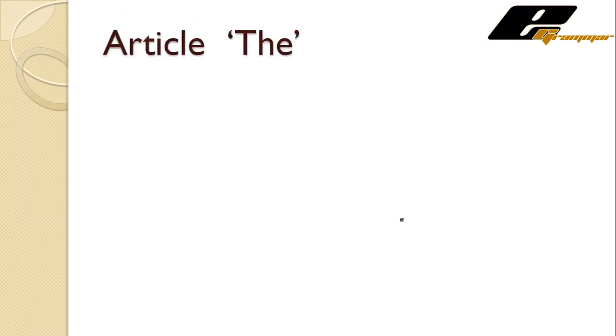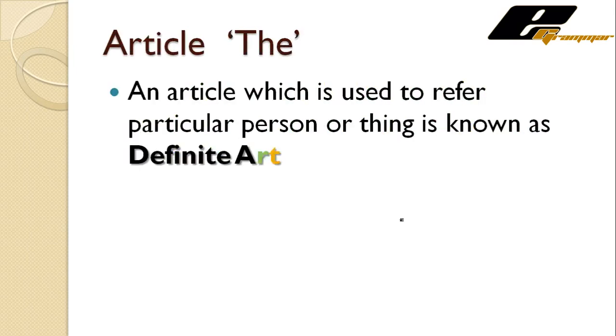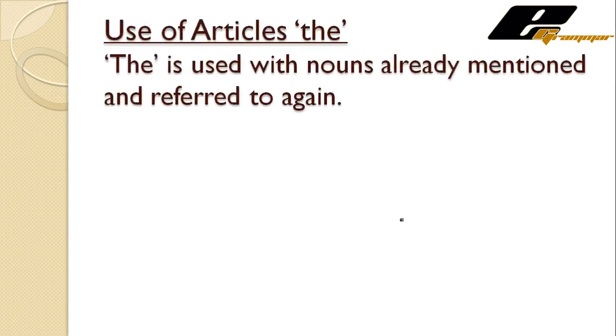The article the. An article which is used to refer to a particular person or thing is known as definite article. For a particular thing we are talking about, but it should be singular. That particular thing, it should be singular. When we talk about it, it is known as definite article. Okay, see some examples for this.